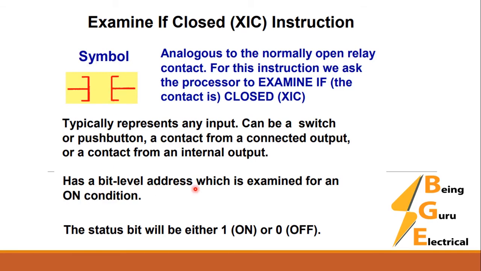It has a bit address which is examined for an on condition. If it is closed, it will pass the signal. The status bit will be either 1 or 0. It will be 1 if closed, and if open it will be 0.